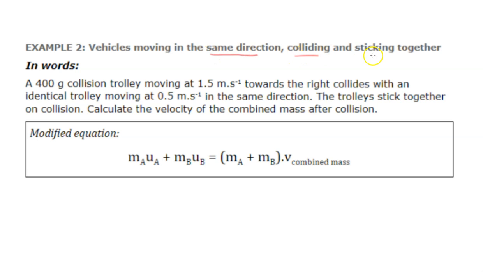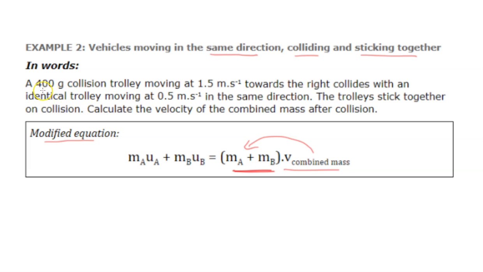They're going to collide and they're going to stick together. So that means we're going to use this modified equation where we have the final velocity of the combined masses. So we've got a velocity of the combined masses. So let's start by reading and annotating the problem.